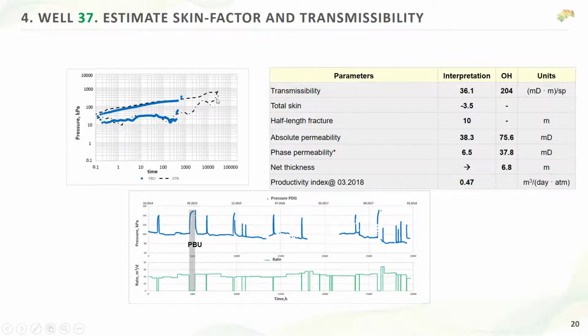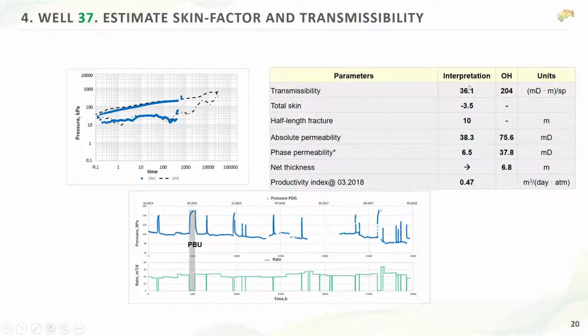And we can see the boundaries here, which cannot be seen from the pressure buildup. Actually, we can see a rise here in the derivative of the pressure buildup, due to the influence of nearby producers. But its influence was removed from our drawdown pressure transient response, so we can see an interference-free response.